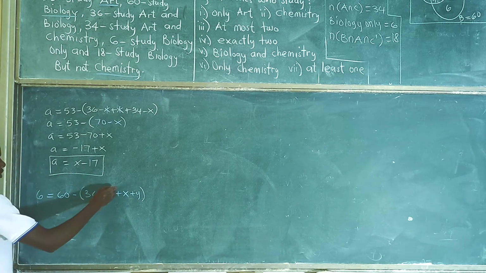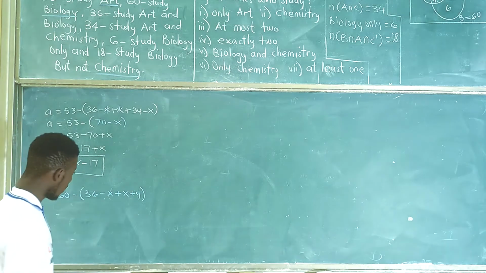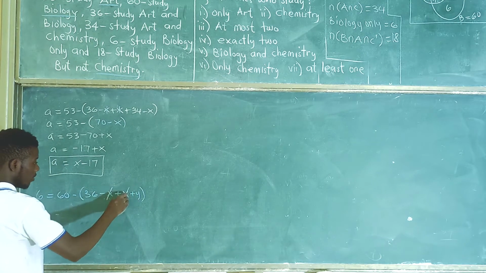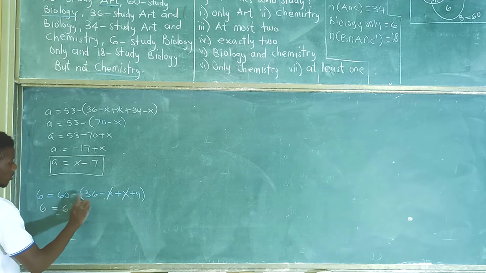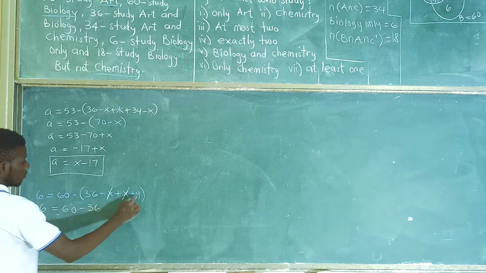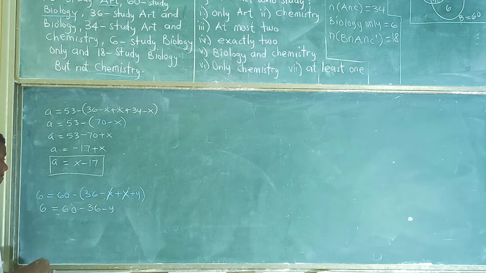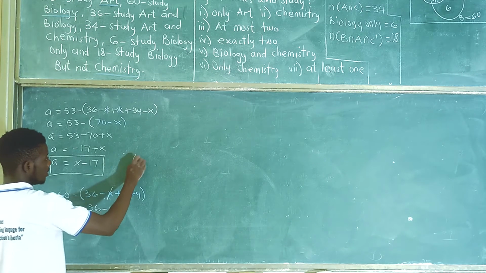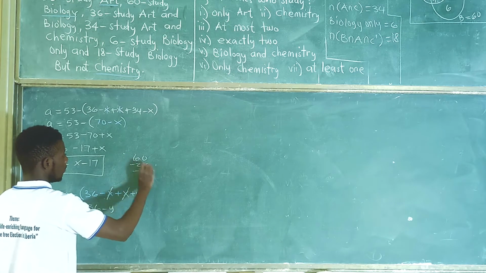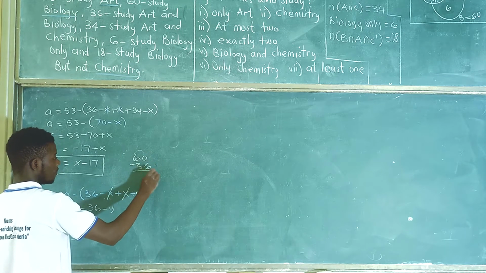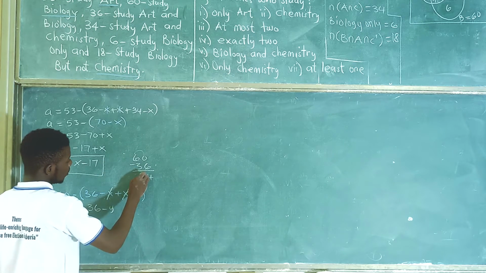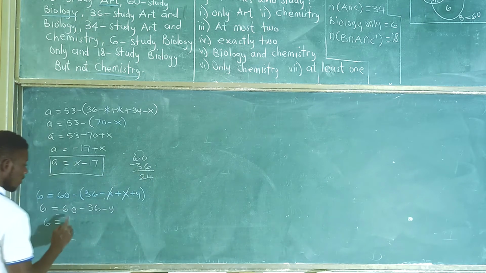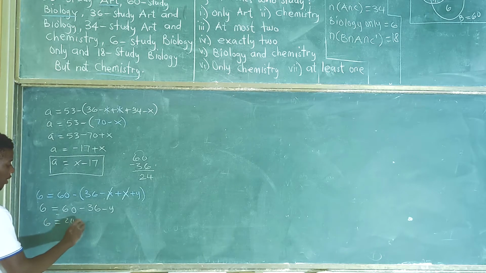Now what do we have? Negative x and positive x cancel. We have 6 equals 60, this is minus 36, and this is minus y. Now 6 will be equal to 60 minus 36. So we do that, 60 minus 36 is 24. So we have 6 equals 24 minus y.